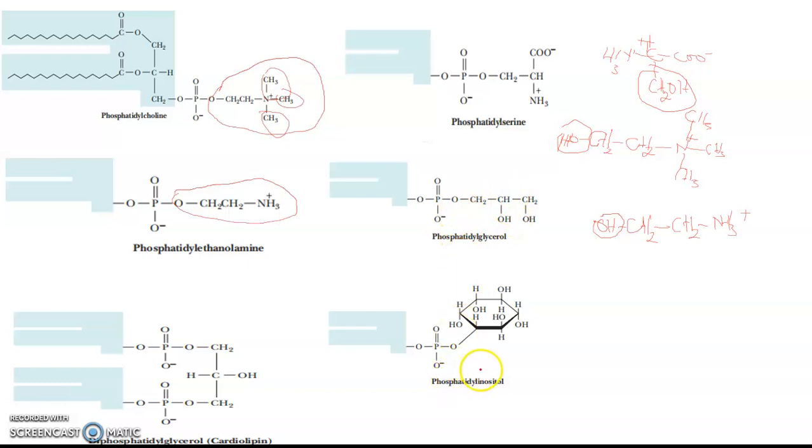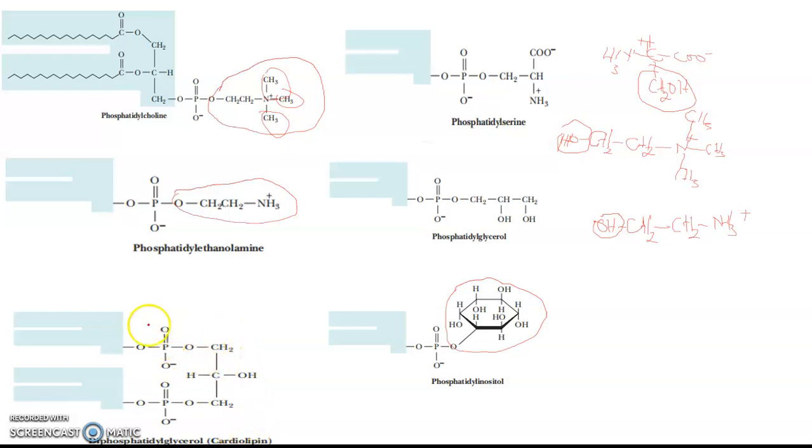So we have the phosphatidylinositol. This is inositol. This is a polyol. We call it a polyol because it has so many hydroxyl groups. So we have phosphatidylglycerol, which is cardiolipin. It is the major phospholipid found in the membrane of myocytes. Let's look at the heart. It's a phospholipid that is found in heart muscles. So that's why it's called cardiolipin.